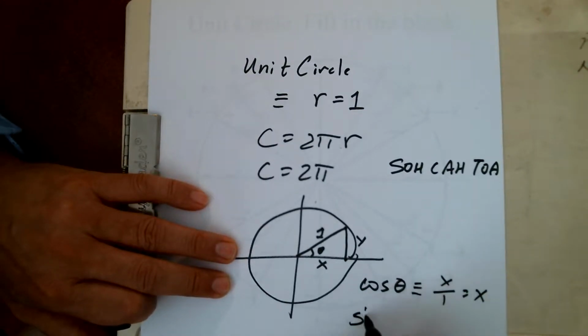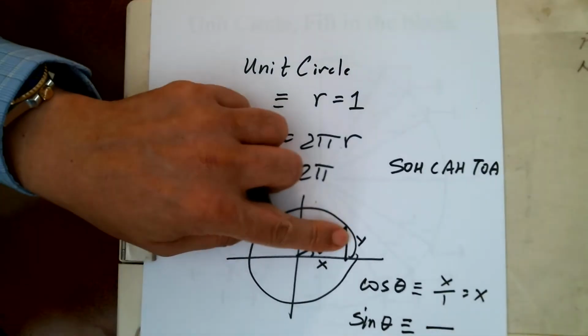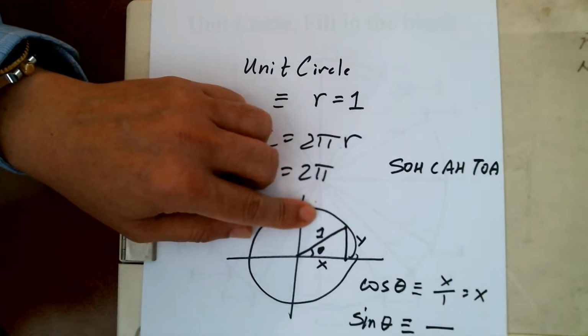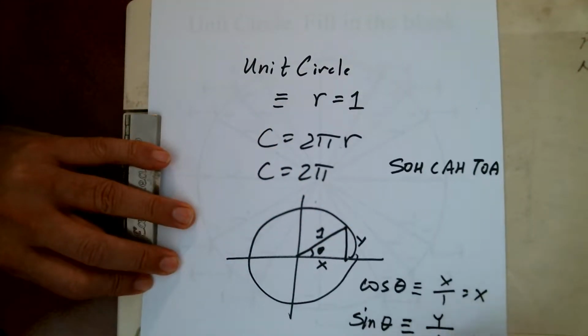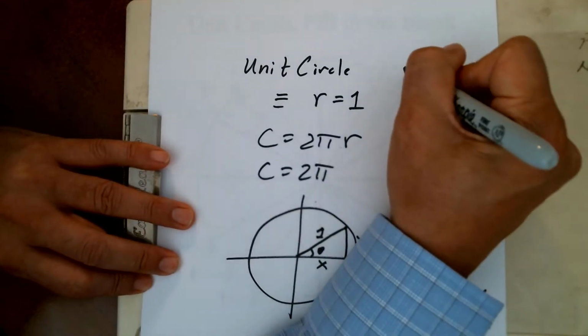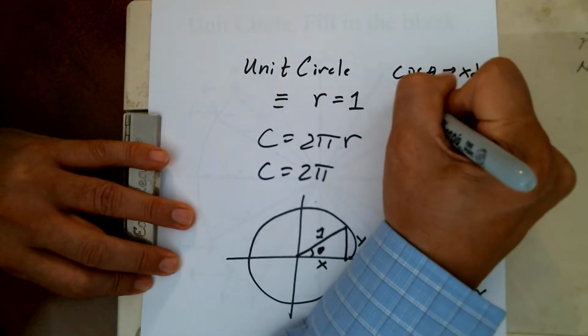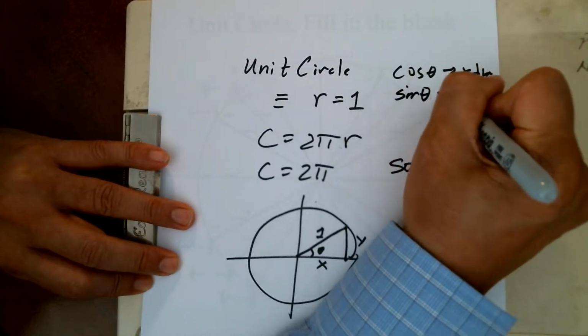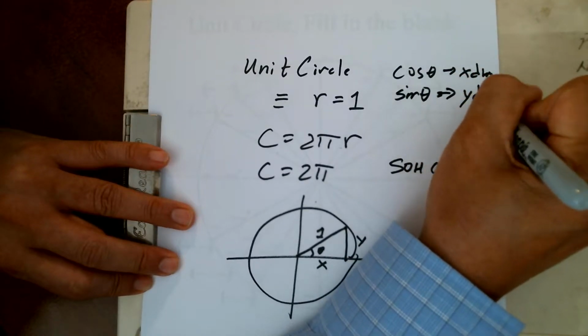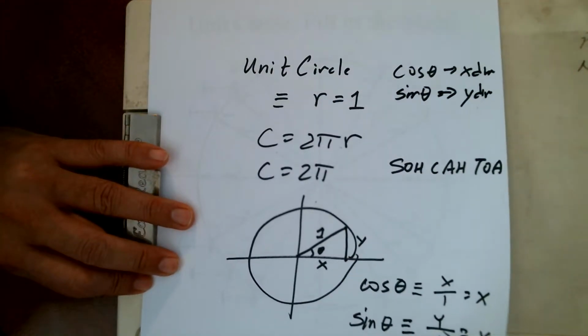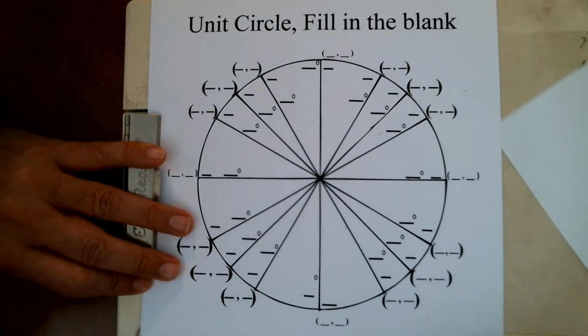Well, what's the sine of the angle? Sine of the angle is defined as the ratio of the opposite side to the hypotenuse. So it's y over 1, which happens to be the y direction. So these are some things you have to remember. Cosine of theta is the x direction, and the sine of the angle is the y direction. Now we can start defining the unit circle.